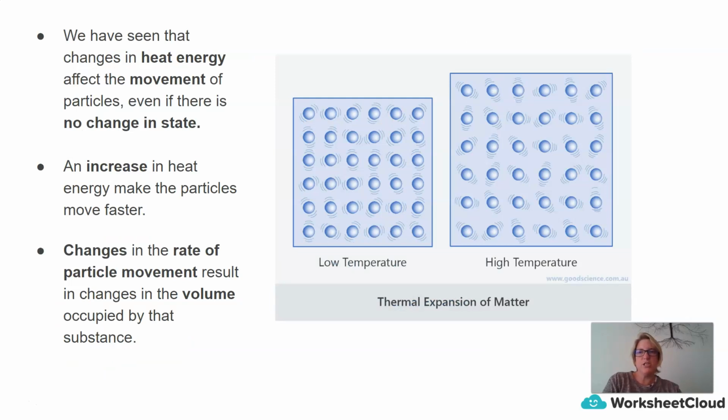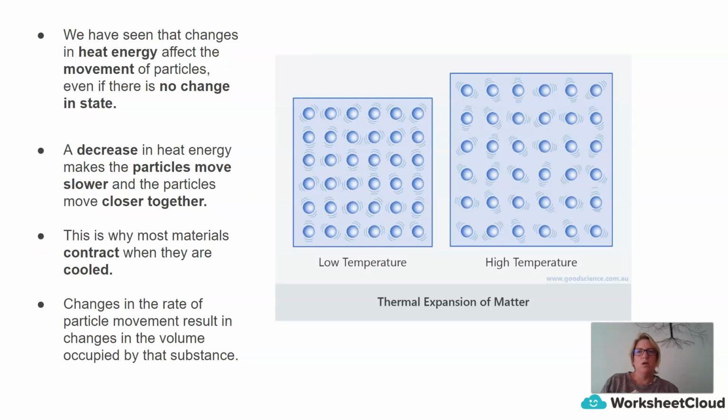We have seen that changes in heat energy affect the movement of particles, even if there is no change in state. We are still dealing with a liquid. We still have the liquid inside the thermometer. An increase in heat is going to make the particles move faster. Because of the change in the rate of movement, a greater volume is going to be occupied, and therefore the liquid is going to move up the thermometer. Consequently, we can see changes in the heat energy because the particles do not change state in a thermometer. It remains as a liquid.